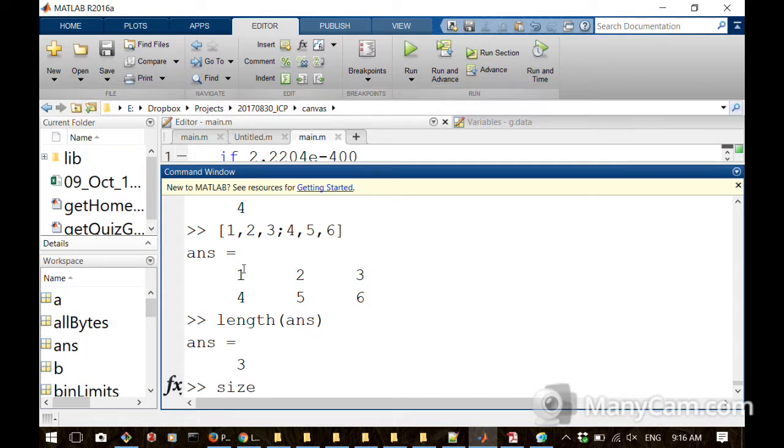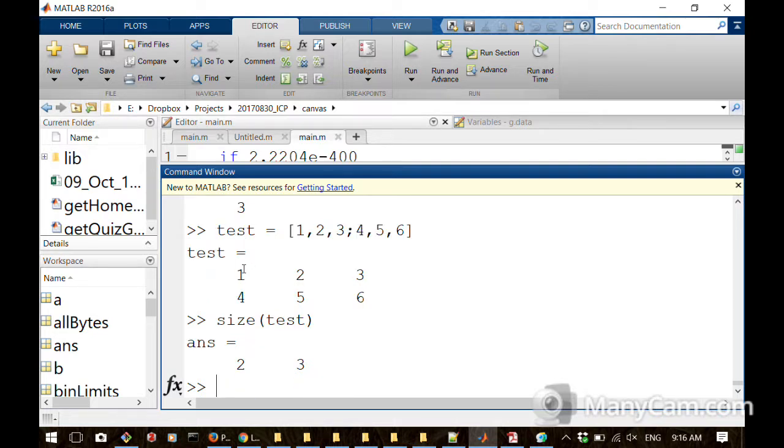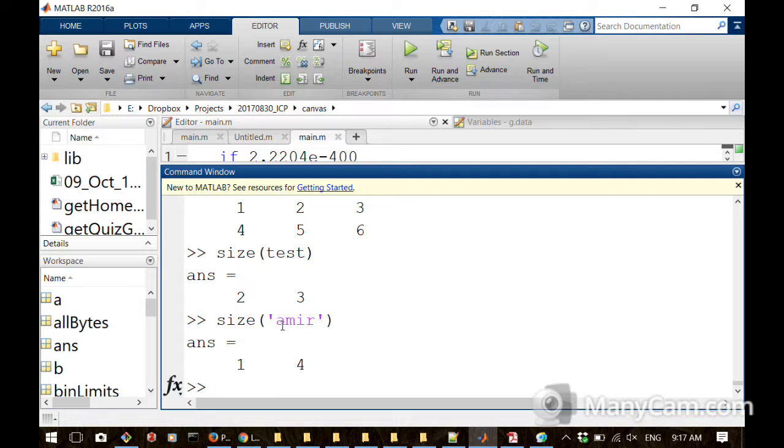But if you say size, you see, that's a problem. So answer is gone now. I have to redefine this vector. Let's put it in a variable this time, test. Okay. Now, if I say size of test, that gives you the true size of this array in all the directions. The first one is the number of rows, the second one is the number of columns, right? Now, if I say size of Amir, it's going to give me two numbers, not one. It has one row, and it has 4 columns. And in each column, you have one character, right?